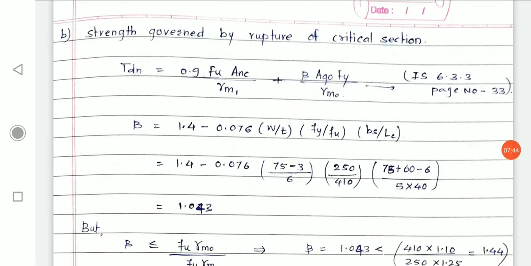Now the second criterion is strength governed by rupture of critical section. I said rupture means what? I have explained this in the modes of failure. Rupture means the section gets teared up, it will fail, it will break down, and that's what we call rupture. But how does this rupture happen in a section?